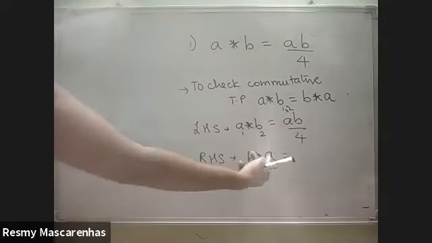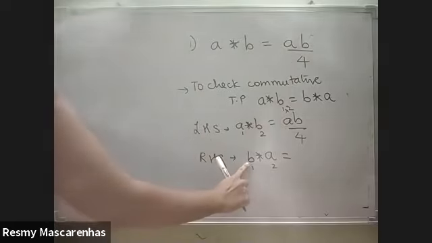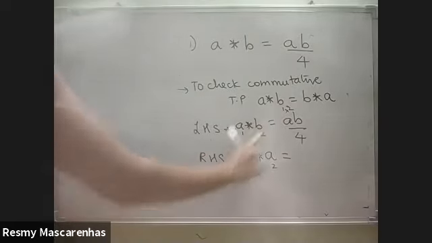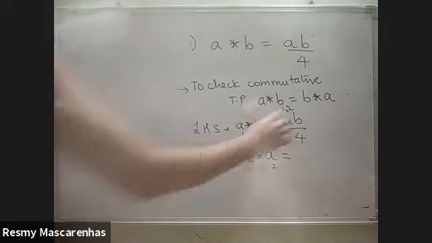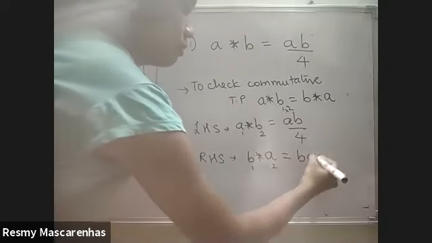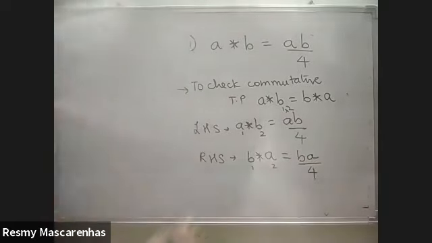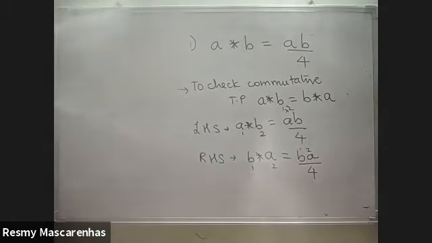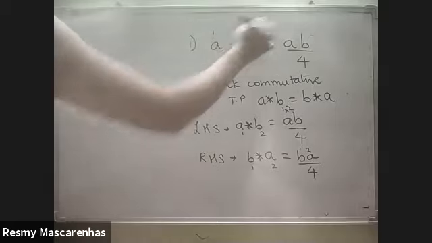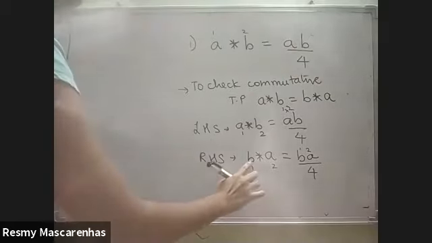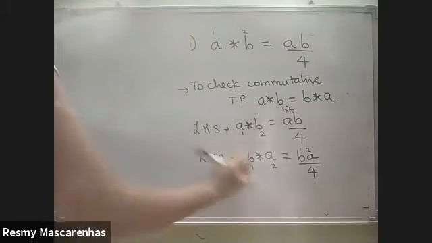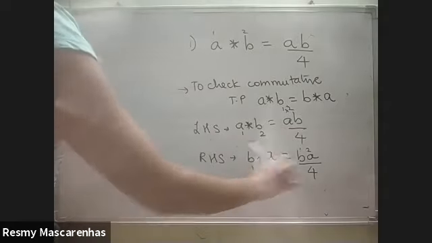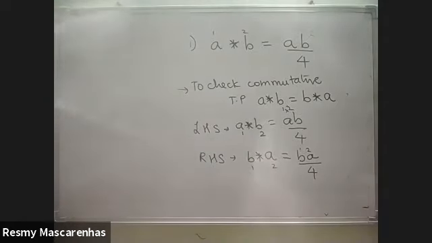So in short, what will happen? Instead of A, who is replaced now? B. And instead of B, what will come? A. So it will be reversed. So first term into second term upon 4. Order I have kept the same. First into second upon 4. So now here, who is the first term? B. So B into A upon 4 will be your answer.